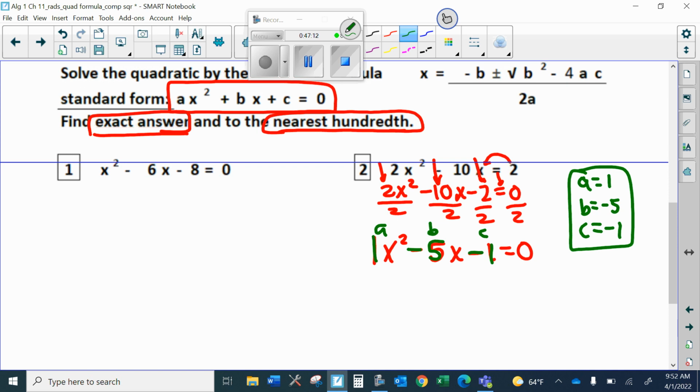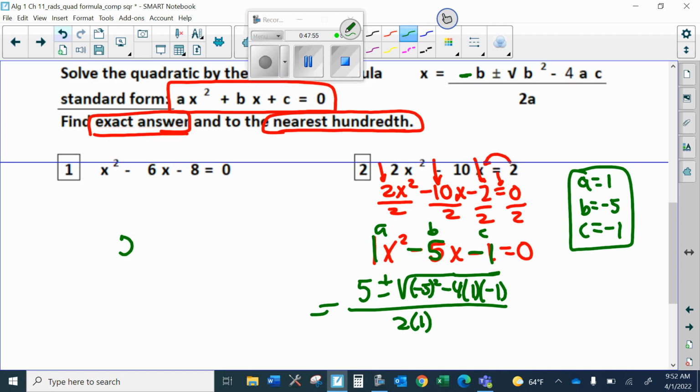Okay, so now we're going to go ahead and plug that in. Remember, we're given the formula on the formula sheet. So -b. Remember, negative means opposite. So the opposite of -5 is +5, plus or minus square root of -5 squared in parentheses. So you get +25 minus 4a. Let's just erase that. Minus 4, a is 1, c is -1. All over 2 times 1.